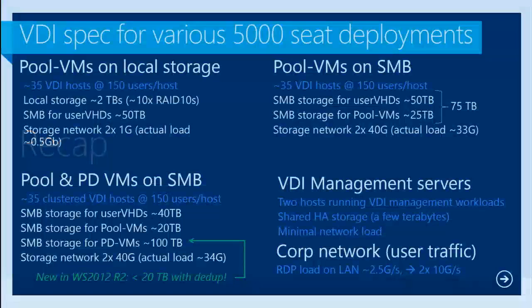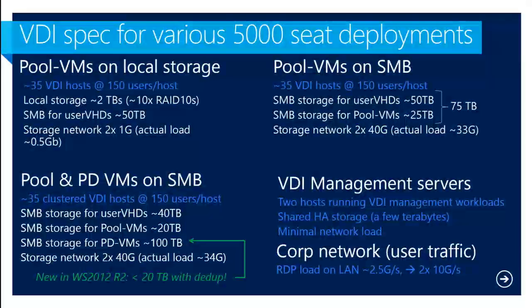Okay, to recap, we described 3 different types of deployments and the VDI management for each deployment. What's in blue is constant, no matter what kind of deployment you use. The load you generate on the network, the RDP load, is the same. The number of hosts you need is the same. And the number of infrastructure hosts you need for the management service is the same. What changes is the traffic on the network, how heavily your storage network is loaded, and what size of storage you need for pool VMs, PD VMs, and so forth. So the white stuff are the variations between these 3 different types of deployments.